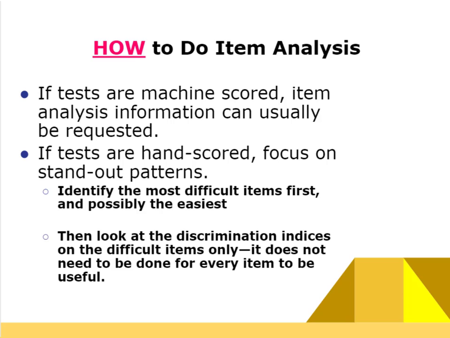about your P and D values. If you are hand scoring your tests, you should not try to do P and D values for all of your questions. You really want to just look out for standout patterns. Otherwise, you're going to drive yourself crazy. So try to find the most difficult items first and possibly the easiest problems, and then look to see if you have anything that is discriminating and you're finding negative values for. Look at the discrimination for the difficult items only. What you'll find is it doesn't really need to be done for every single item to be meaningful.